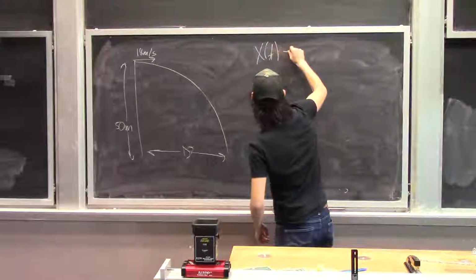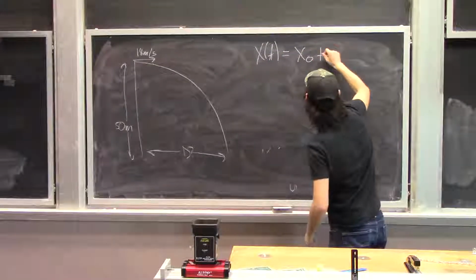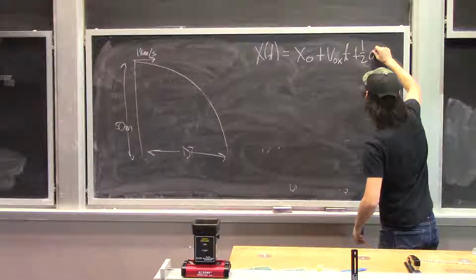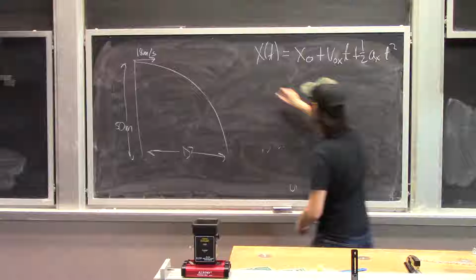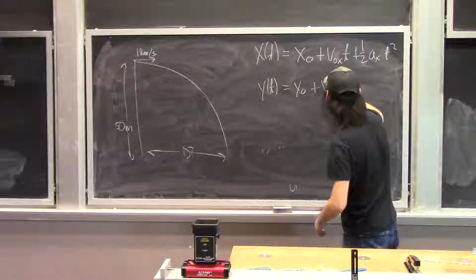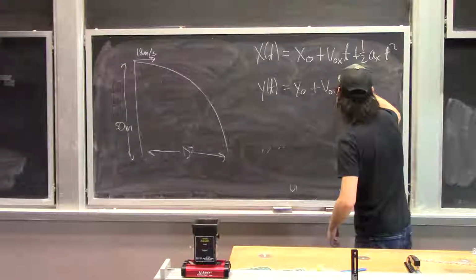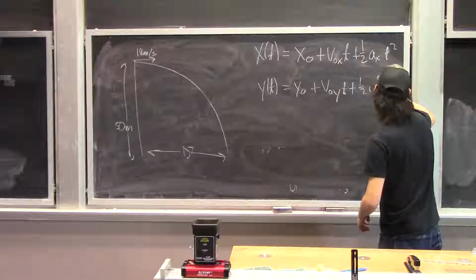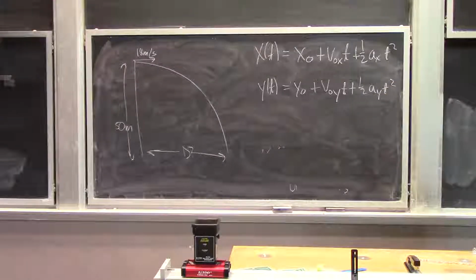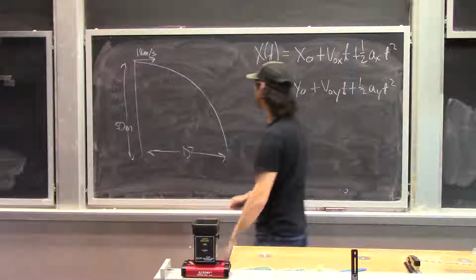x of t is equal to x0 plus v0x times t plus 1/2 a sub x t squared, and y of t is going to be equal to y0 plus v0y times t plus 1/2 a y times t squared. Okay. Now, let's evaluate this for the things that we know.